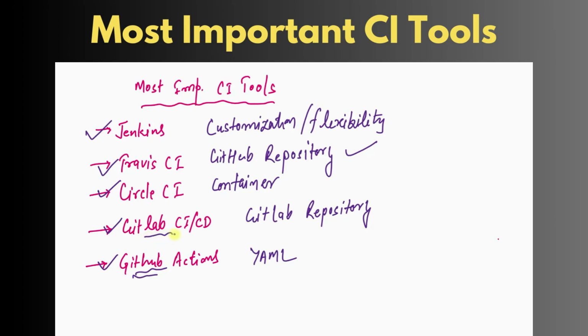If you are using GitLab, then GitLab CI/CD is good. If you are looking for container-based, then Circle CI is good. Travis CI is a cloud-based service, so if you are using a GitHub repository and looking for a cloud solution, then Travis CI is good. If you are looking for more customization and flexibility, then Jenkins is a good option. So these are the 5 important tools we have covered.